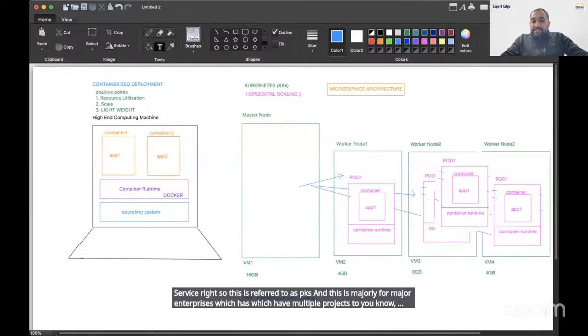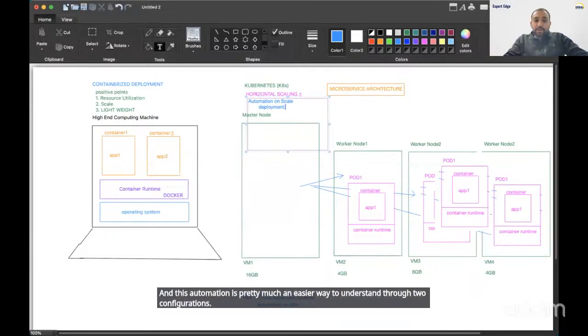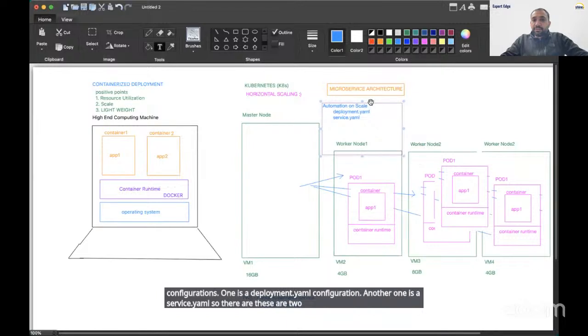So this PKS is basically automation on Kubernetes, right? Kubernetes is going to have automation for scale, right? So we have some configurations through which we can have automation on scale, and this automation is pretty much an easier way to understand through two configurations. One is a deployment.yaml configuration, other one is a service.yaml. So there are these two configurations which we do in Kubernetes architecture.